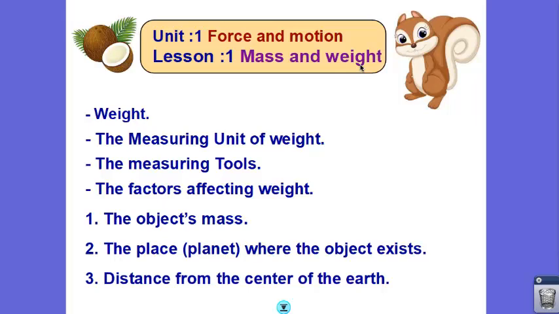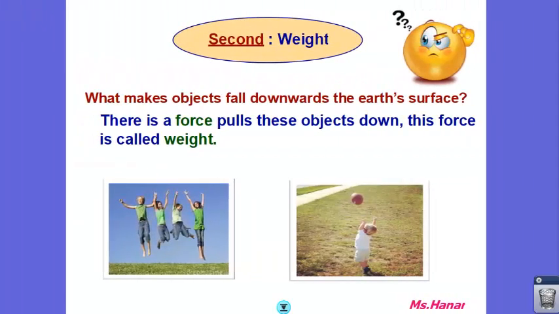To understand the concept of weight, you must answer this question. What makes objects fall down towards the Earth's surface? Like this ball, why does it fall down toward the Earth? Why? These girls fall down when they jump. Yes, there is a force pulling these objects down. This force, when affecting an object, is called weight.